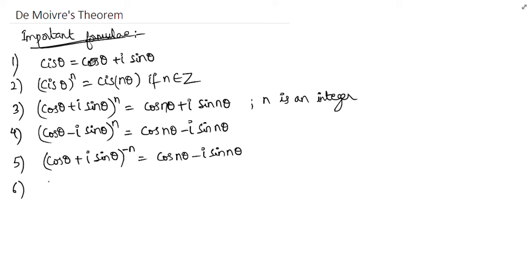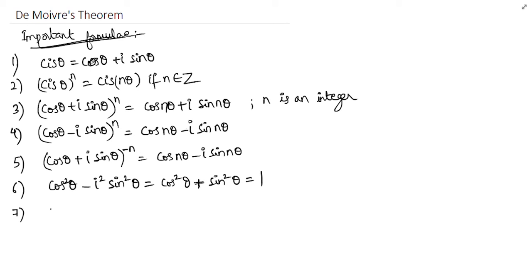Then cos square theta minus i square sin square theta can be written as cos square theta plus sin square theta, because i square is equal to minus 1, so minus into minus 1 will become plus. This is equal to 1 again. So cos square theta minus i square sin square theta is equal to 1.